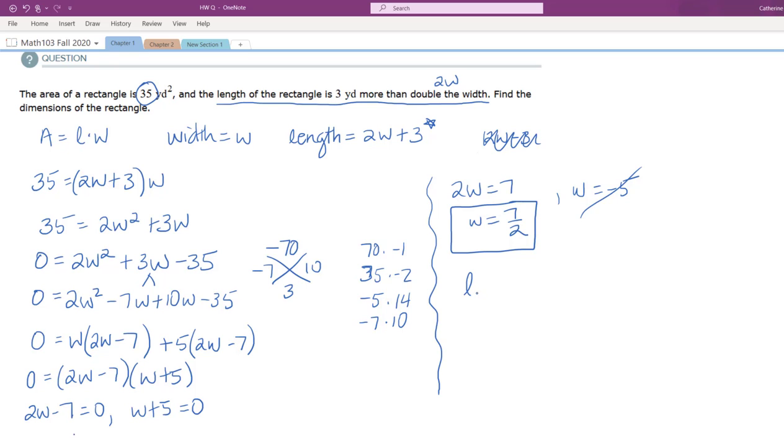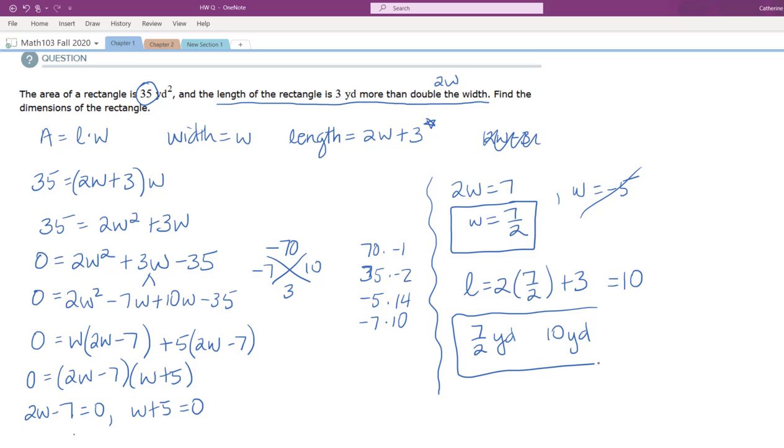We can find our length by plugging into this 2W plus 3 expression. So 2 times 7 over 2 plus 3. The 2's cancel, we're left with 7 plus 3, which is 10. So we have a width of 7 halves, or 3.5 yards, and a length of 10 yards. You can multiply these together and find the area and confirm that you get 35. By the way, the other way you could find your length is by taking your area of 35 and dividing by the 7 halves. Just make sure you put it in parentheses if you use your calculator.